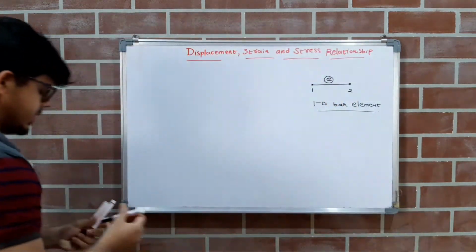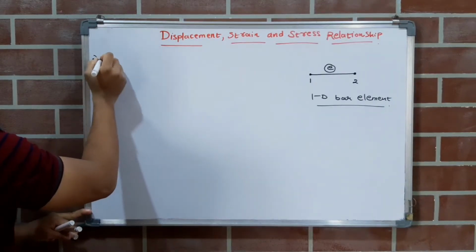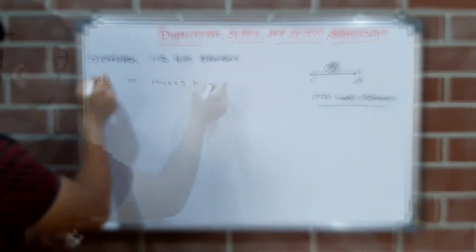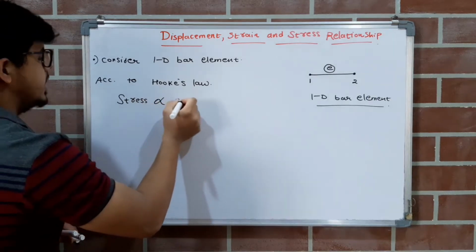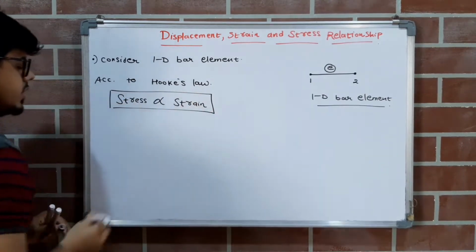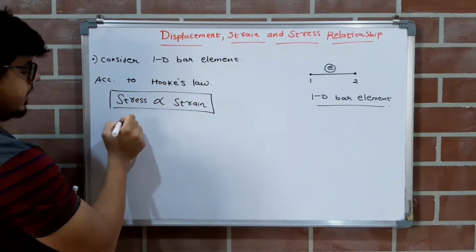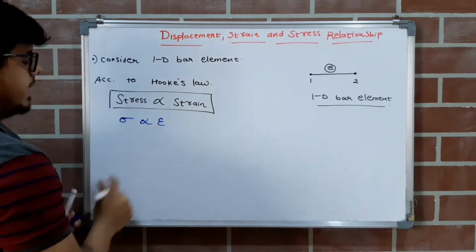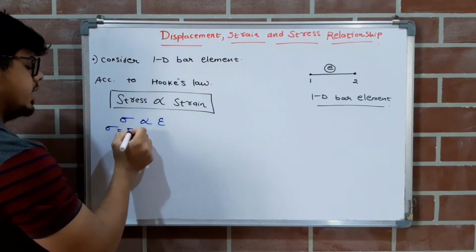So first we will consider a 1D bar element. The first line you have to write is considering 1D bar element. According to Hooke's law, stress is directly proportional to what? Strain, right? This is Hooke's law. Stress is directly proportional to strain. Stress is normally represented by sigma, which is proportional to strain. Strain is what? Epsilon. Now removing this proportionality sign, we get sigma equals E into epsilon.